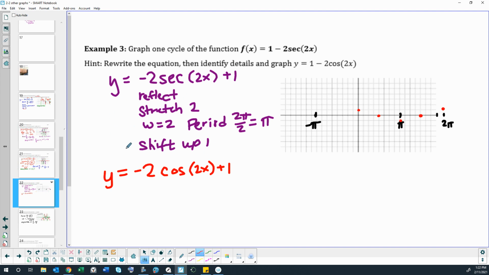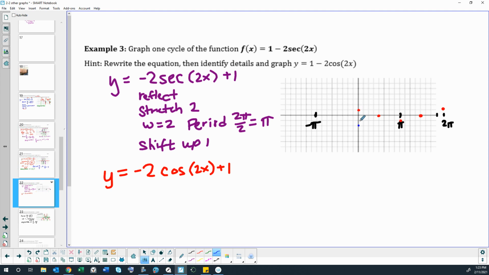Okay, so we've got to take all this other stuff into account. We're going to leave the shift up 1 to the very end. So we need to reflect this and stretch it by 2. And then we need to change the period to pi instead of 2 pi. So I'm going to go ahead and reflect it and stretch it first.